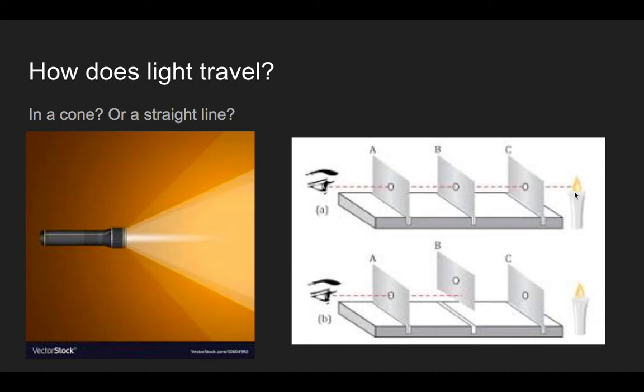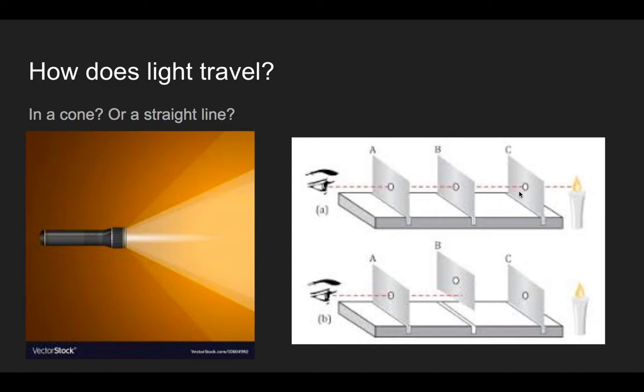You just need a light source. It can be a flashlight or a light bulb or a candle or whatever. And then you have to be looking on the other side, and in between you put 3 cards with a little pinprick hole in it, okay?